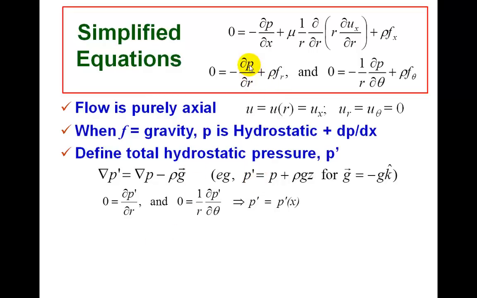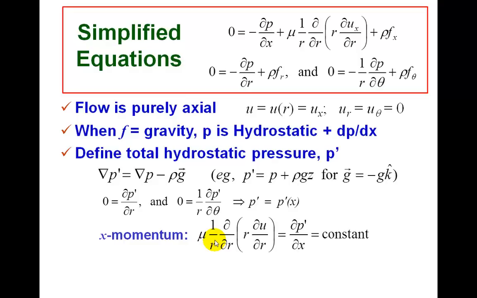So now we would get dp prime dr is simply equal to 0, and dp prime d theta is also equal to 0. So we can conclude that this variable total hydrostatic pressure, which combines the effects of the pressure field itself and gravity, is simply a function of axial position, x. And so now we're left with something aside from these two equations, that there's no gradient in p prime in r or theta directions. We have a momentum equation, which is now an ordinary differential equation, although I haven't written it that way here. So we have mu times 1 over r, d dr of r times du dr, and that's equal to dp prime dx.